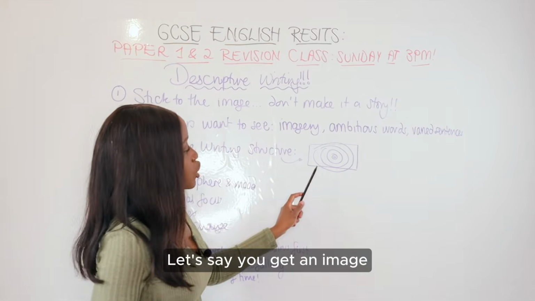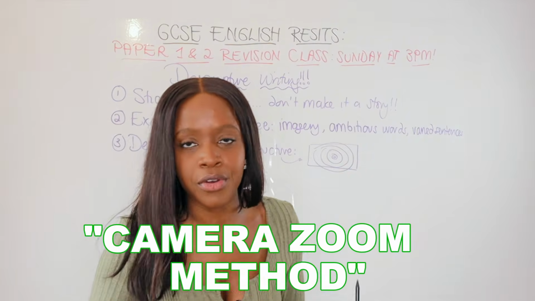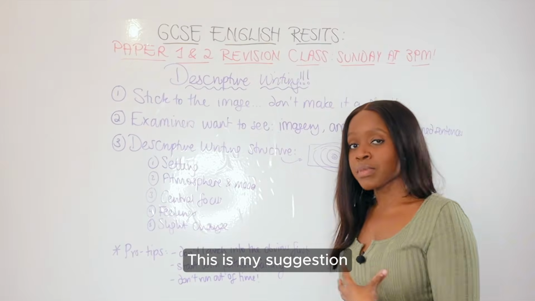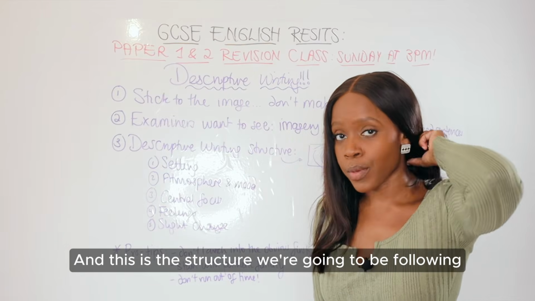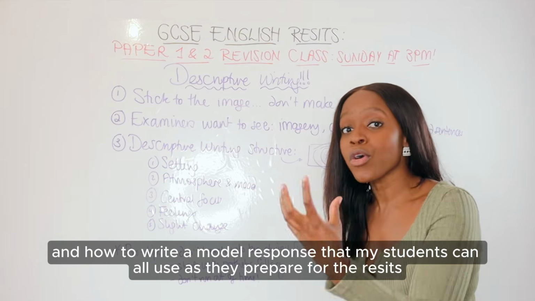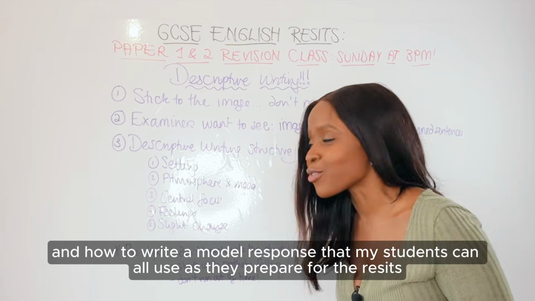Now, the third and final thing is, how should you structure your descriptive writing piece? Let's say you get an image, you will see that I've put these circles, right? I call it the camera zooming method. How do you approach descriptive writing? Always begin in this way. This is my suggestion and this is the structure we're going to be following in today's Resit masterclass when I go over question number 5 and how to write a model response that my students can all use as they prepare for the resits.